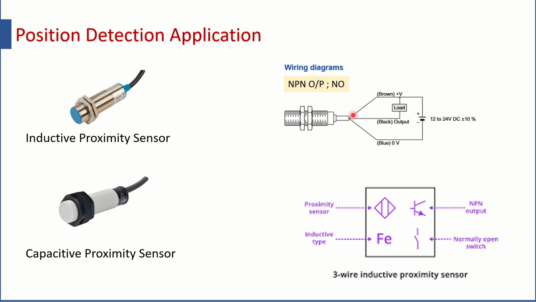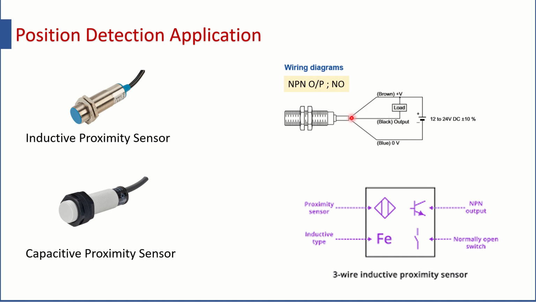Now remember how to wire this. Already I have shown you in my earlier lecture. Now you can see that there are three wires. One is brown, the other is black, and this is blue. You can see this is NPN type. NPN is a sinking type, and therefore we have connected the load in between the output and the supply.